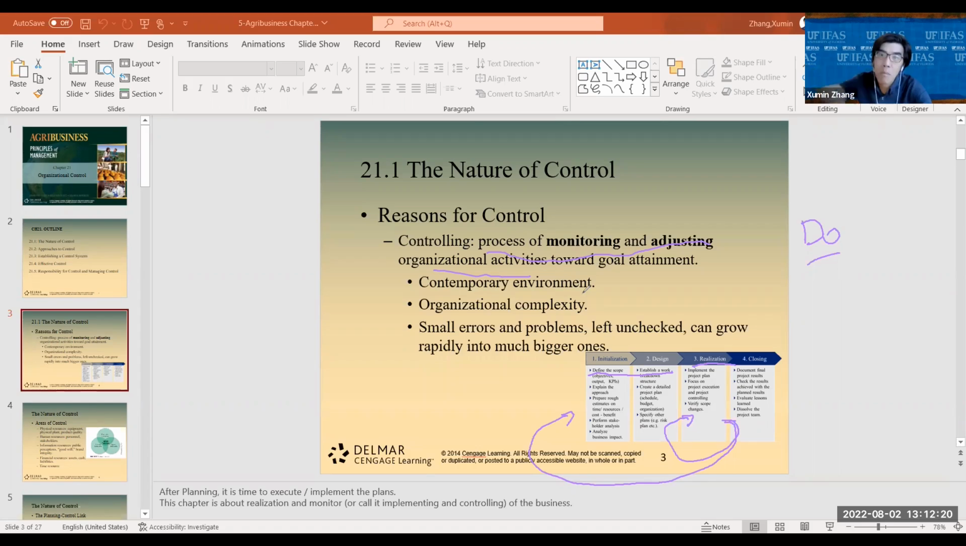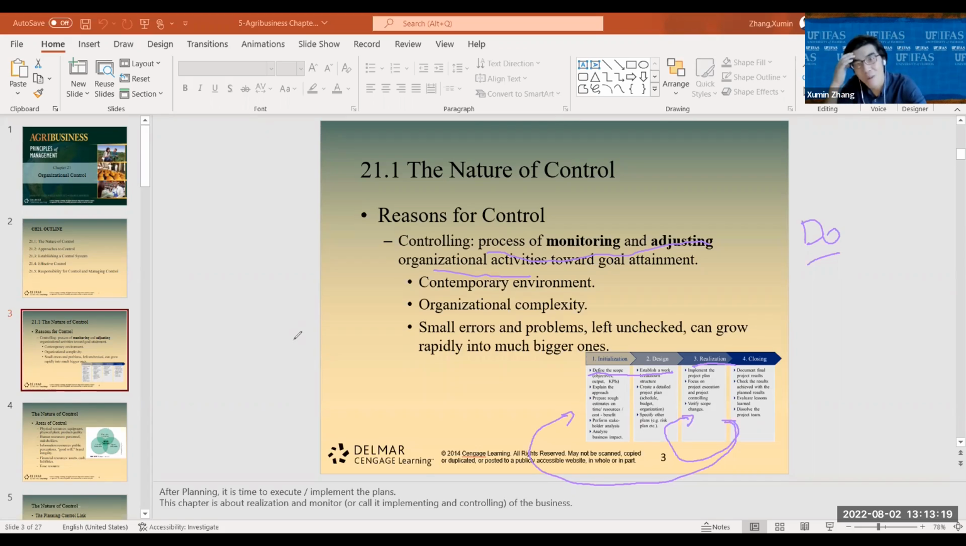The target is to meet the goal. So remember, we start from goal setting, and then we have the planning, and we have the controlling to achieve the goal. Probably we are doing our job, we have this operation ongoing every day, but the environment has changed. Although we say we don't have anything to change, the environment changes, so we have to adapt to the dynamic environment.